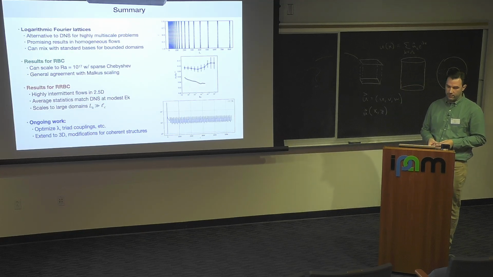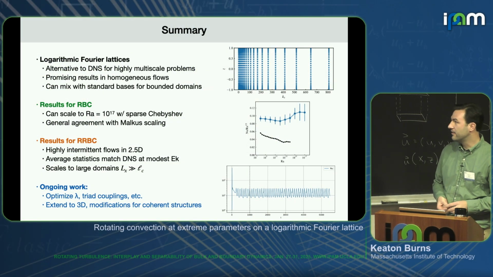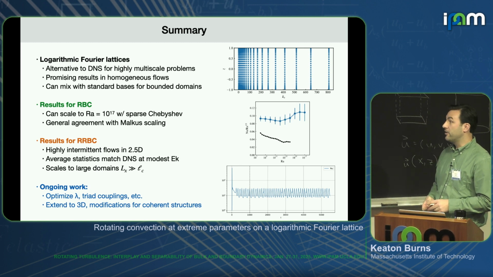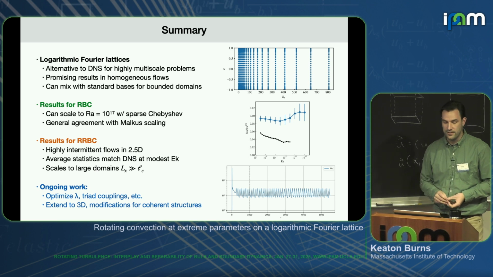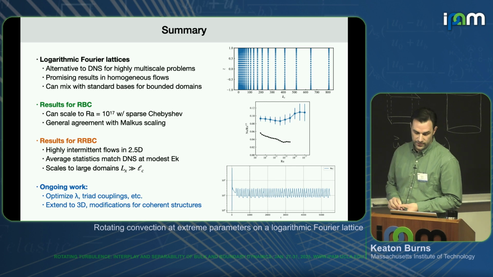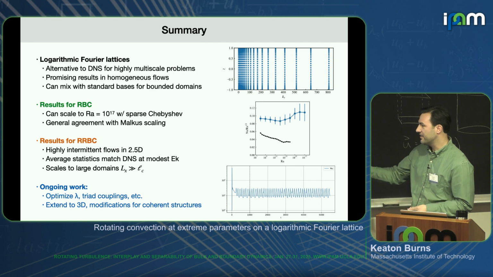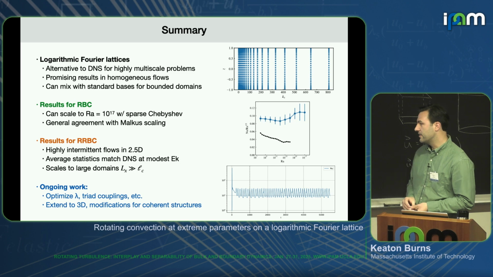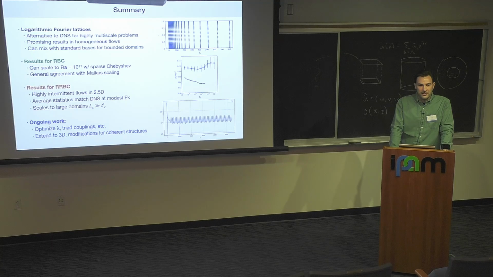Okay, just to summarize, this log Fourier lattice has been a very fun thing because it's a new alternative to DNS for highly multi-scale problems. It has pretty good results for homogeneous flows, and we're trying to mix it with more traditional bases for bounded domains. We saw nice results for non-rotating. Rotating is still in progress, but I think there are lots of open things to try. And hopefully someday this will help us answer the question of what is the true Nusselt number and Rossby number in rotating convection. All right, thanks.